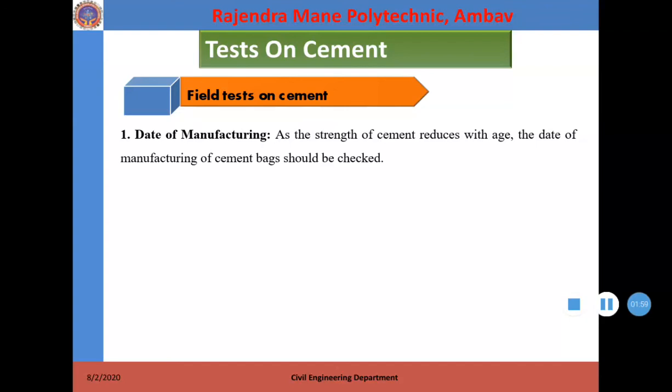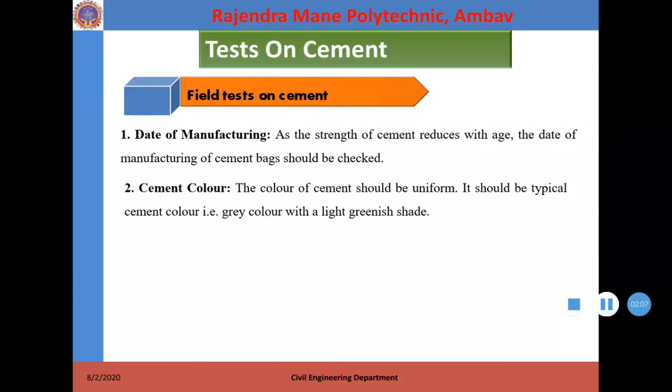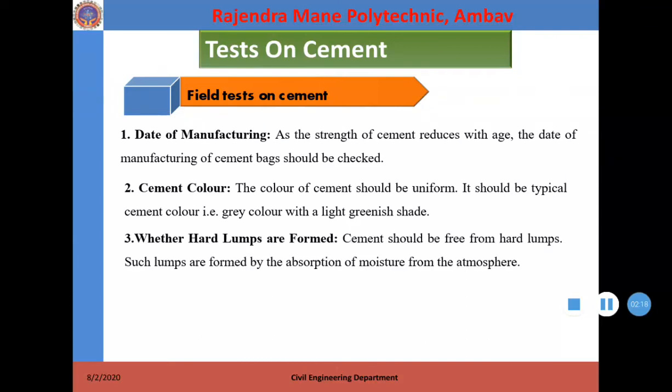Before 90 days of manufacturing, cement must be used. Second, color. The color of cement should be uniform and it should be the typical cement color, that is grey with a light greenish shade. Then cement should be free from hard lumps. Such lumps are formed by the absorption of moisture from the atmosphere.